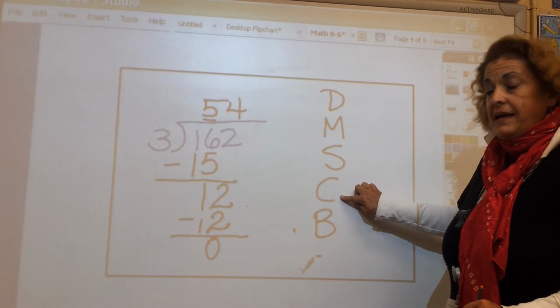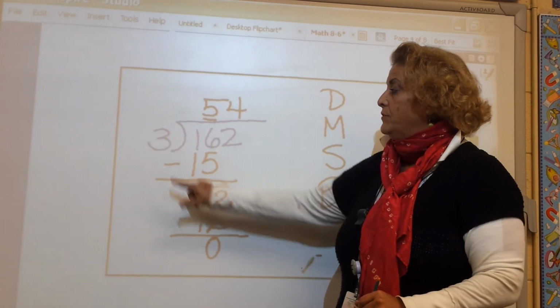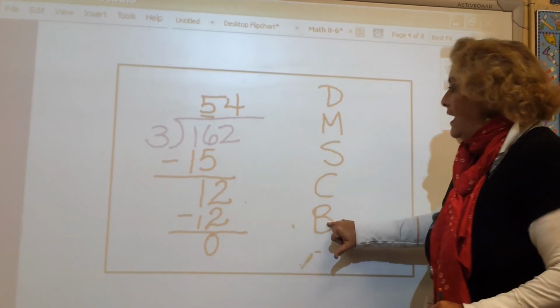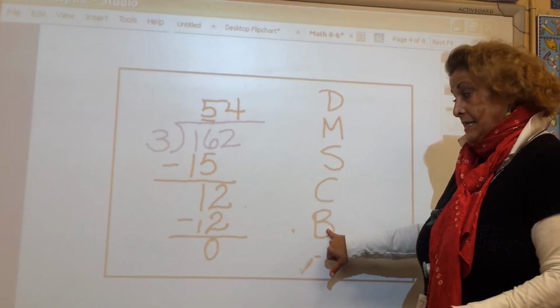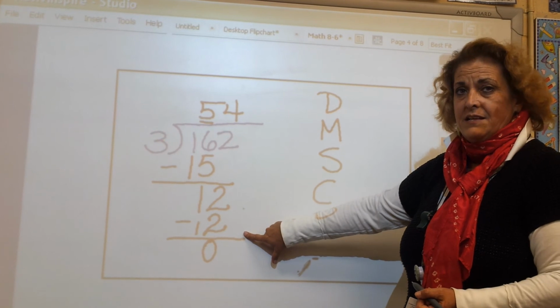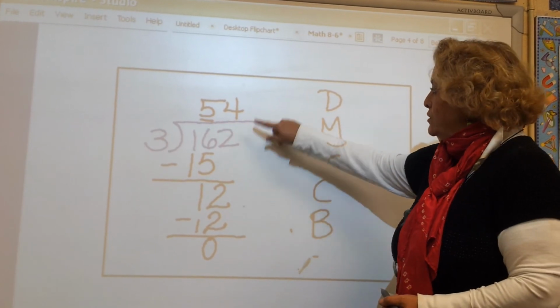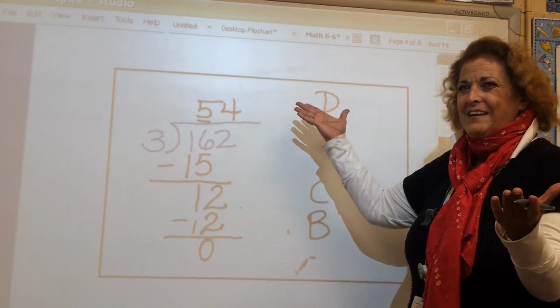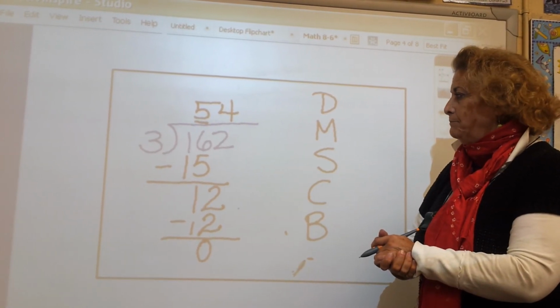I still compare. Is what I have left over less than the divisor? It is. Now I ask myself, can I bring down another number? There are no other numbers in the dividend to bring down, so I am going to be done. I'm finished dividing that problem.